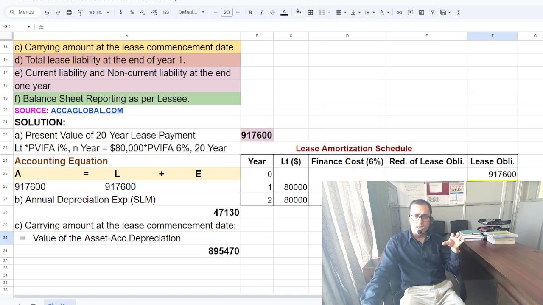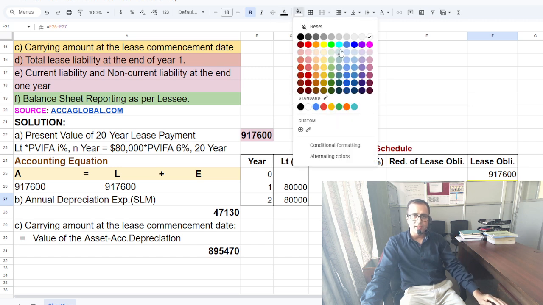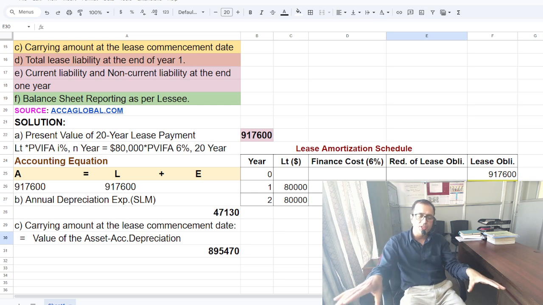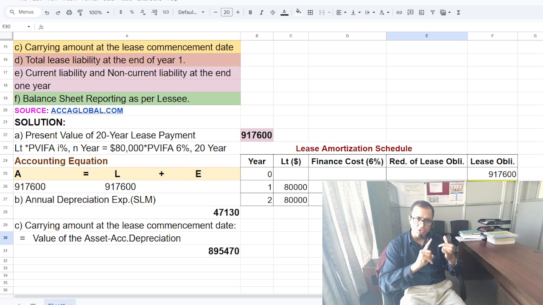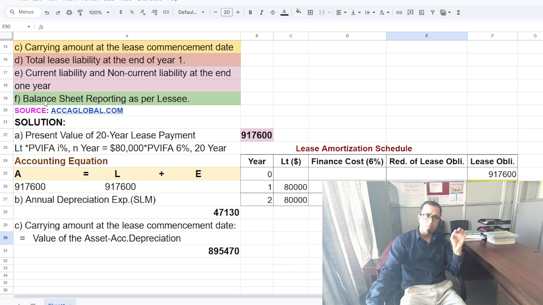Now what about the other one, friends? What about the total lease obligation that will be amortized during the 20 years? So this is 8,66,215.36, our long term liability, friends. Okay, so this way you could prepare the lease amortization schedule by using the effective interest method and that will clarify the whole calculation.